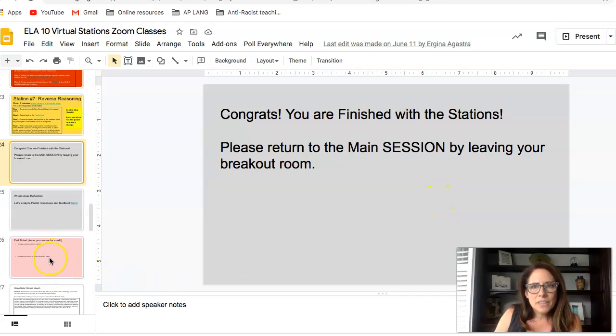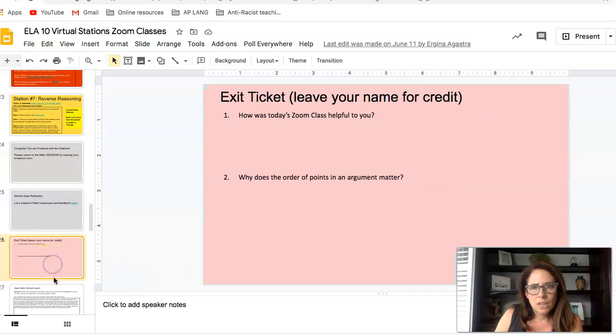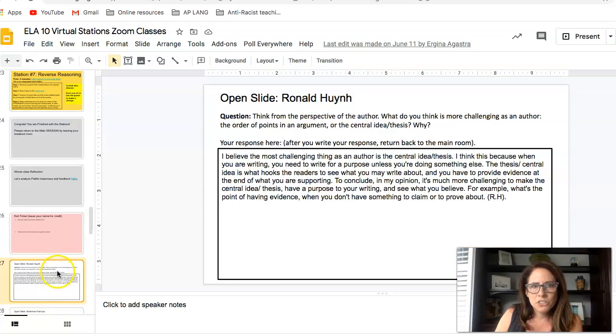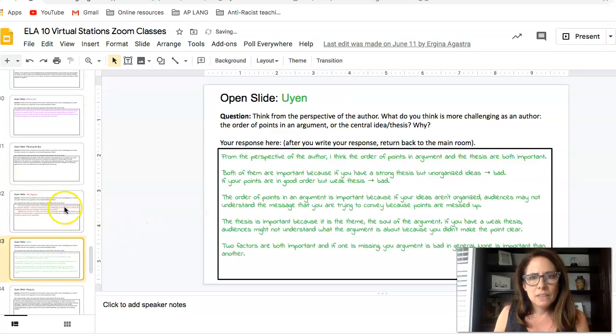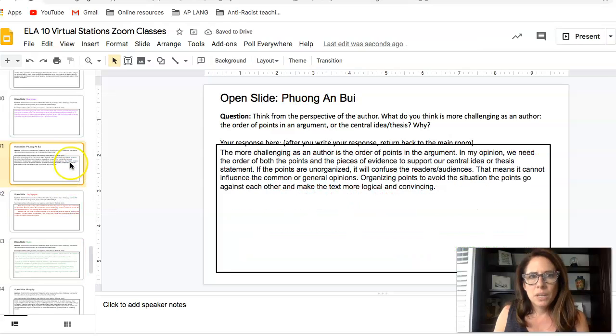So the final step in the station was where each student would take an open slide. I called it open slide because it was open to the public, and they would provide a response to a targeted question based on the order of points in the unfolding of an argument. Students were encouraged to read each other's slides as they went through.